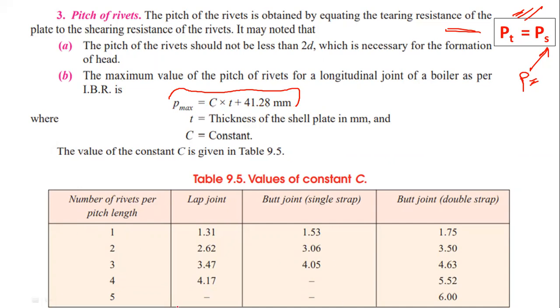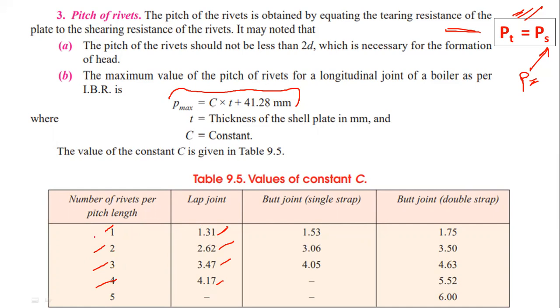From this table, you have to select capital C for a single riveted joint, for a double riveted joint, for a triple riveted joint, for a quadruple riveted joint. For lap joints, you have to select single riveted lap joint, double riveted lap joint, triple riveted lap joint, quadruple lap joint.